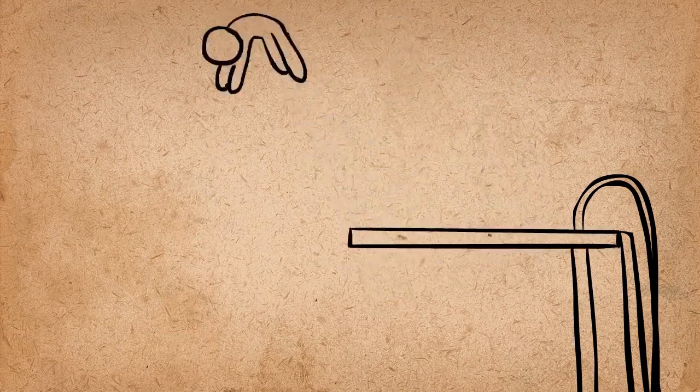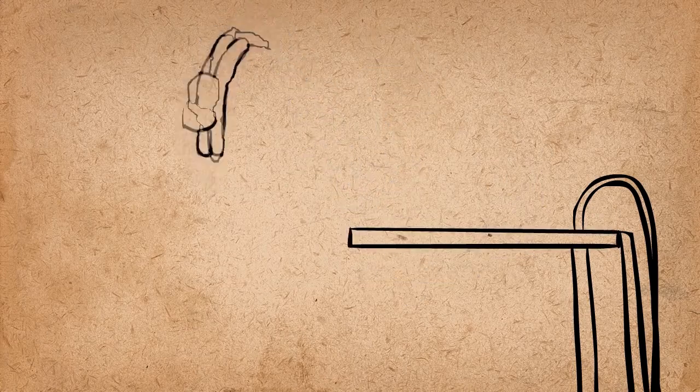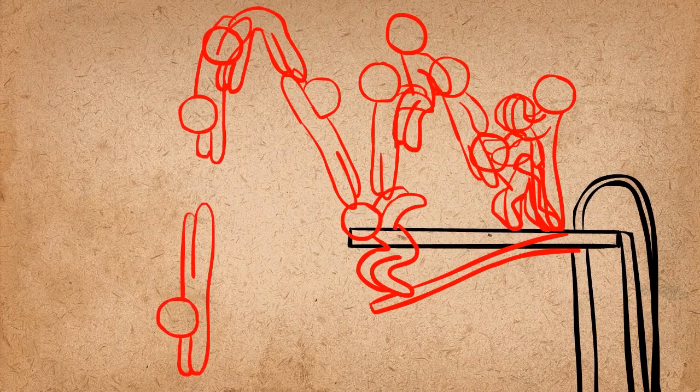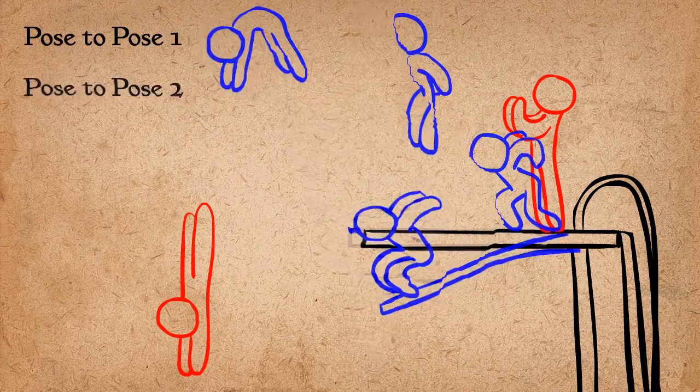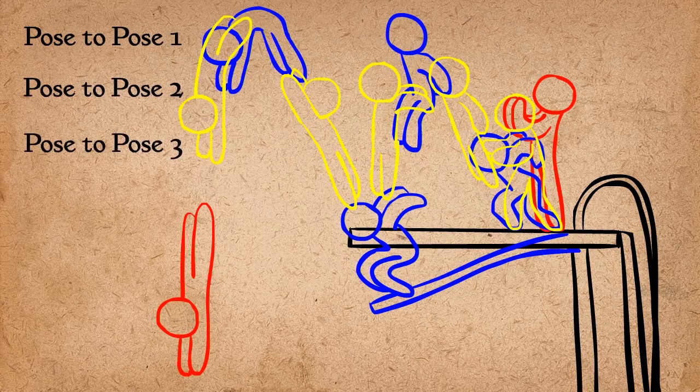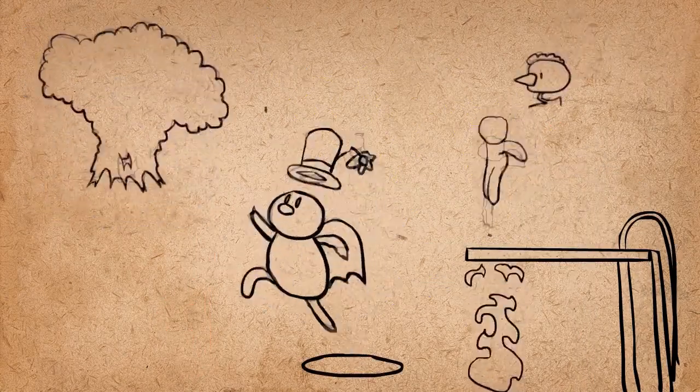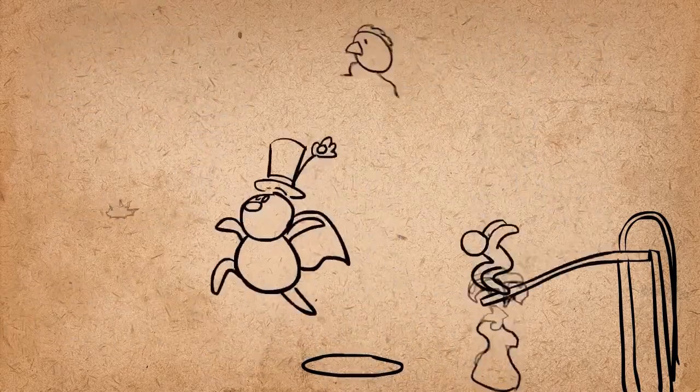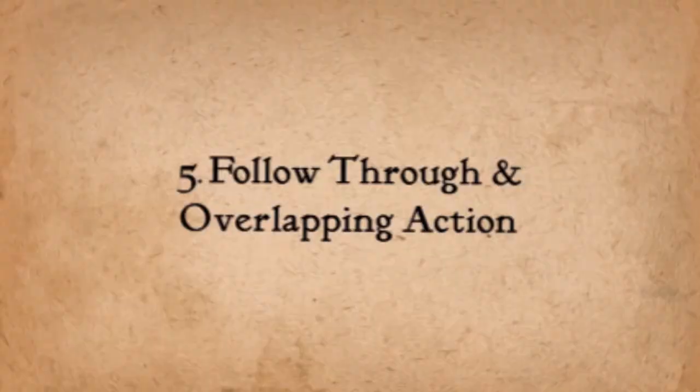Working with this sort of hierarchy will give you the most control, as opposed to doing your pose to pose straight ahead, so to speak. This is like pose to pose within pose to pose, because you are perfecting the poses at each level before moving down to the next level. So that's all I've got for straight ahead and pose to pose. The next principle is called follow through and overlapping action.